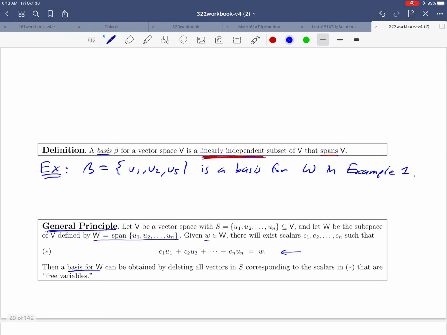If we want a basis for W, we can obtain it by deleting all vectors in the set that correspond to scalars in star up here that are free variables. That's exactly what we did up in example 1. And this is a technique that we're going to use often in this section to find a basis for a vector space.